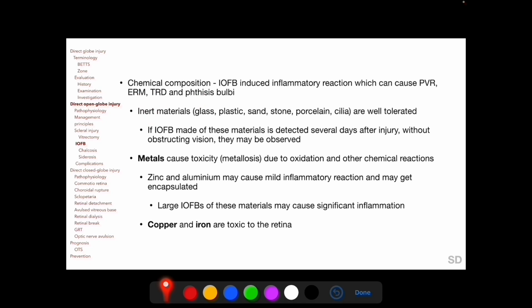Inert materials are well tolerated inside the eye if they have not caused endophthalmitis, and these intraocular foreign bodies include those made up of glass, plastic, sand, stone, porcelain, and even eyelash. And if an intraocular foreign body made of these materials is detected several days following injury without causing endophthalmitis and without obstructing vision, they may be observed instead of prompt removal.